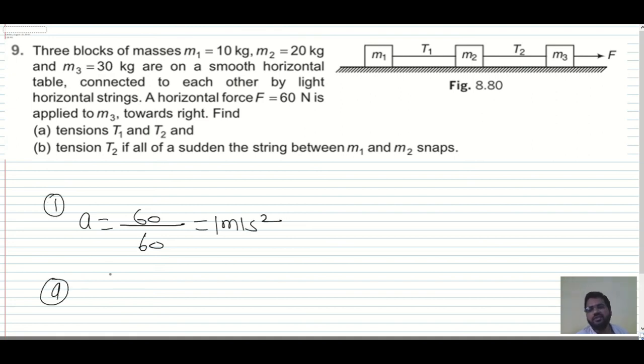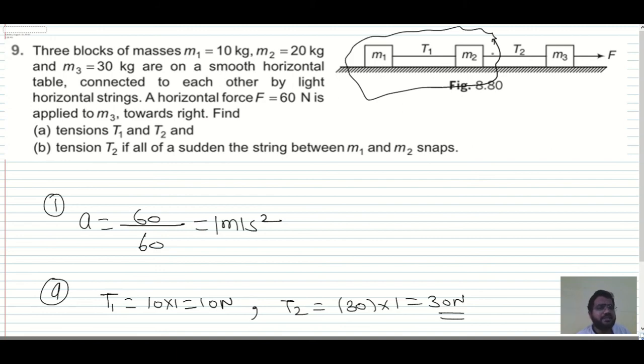This is the acceleration we have. In this first one, T1 and T2, we want T1 is equal to mass into acceleration. M1 is what? 10 into 1, which is equal to 10 Newton. Likewise, what is T2? T2 is M1 plus M2 into acceleration. 30 into acceleration is 1, which is equal to 30 Newton. So if you want T2, you can consider this as a system. So T2 is equal to M1 plus M2 into my acceleration. So I hope this is clear.